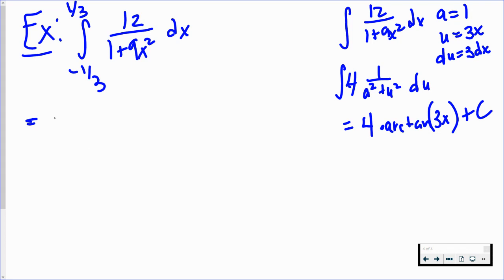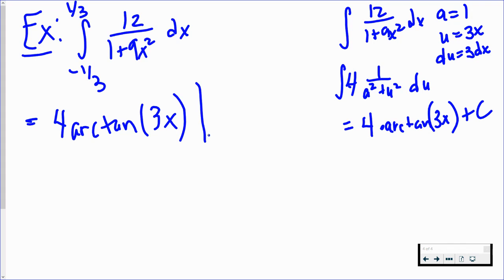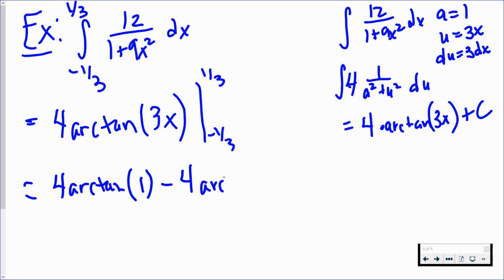We've taken the integral now, so we know that this is 4 arctangent of 3x. And then we don't need the plus c because this is a definite integral. Let's put in our bounds, our limits of integration. So let's plug in. 1/3 goes in first. So 4 arctangent of 3 times 1/3 would be positive 1, minus 4 times arctangent of 3 times negative 1/3 would be negative 1.